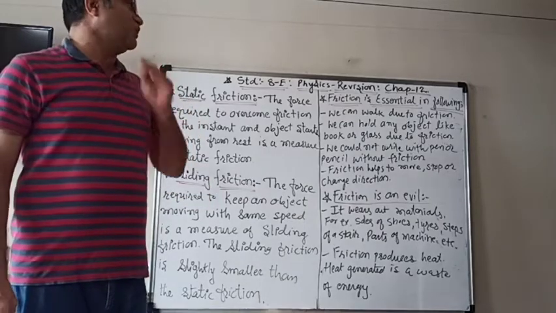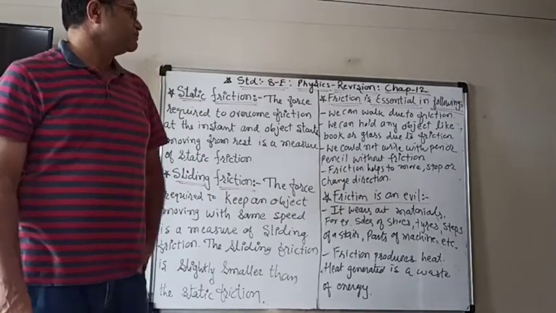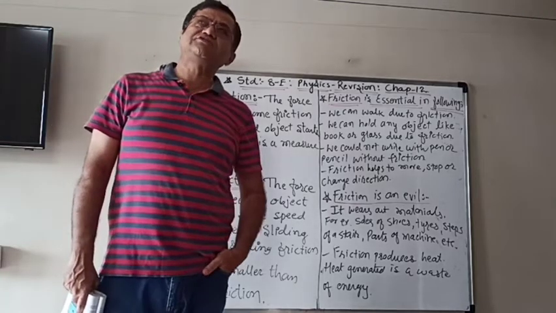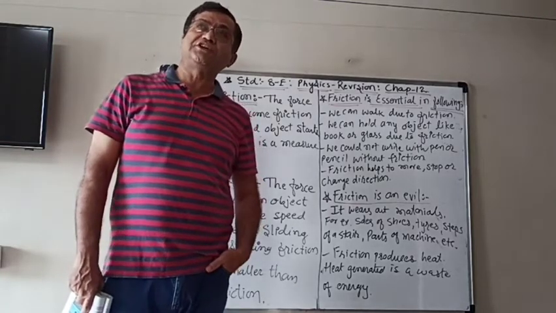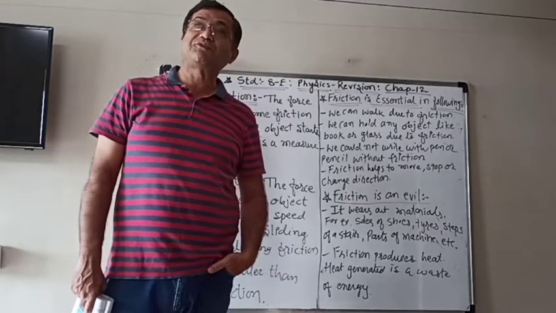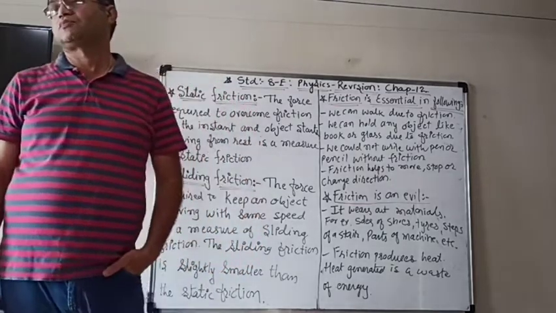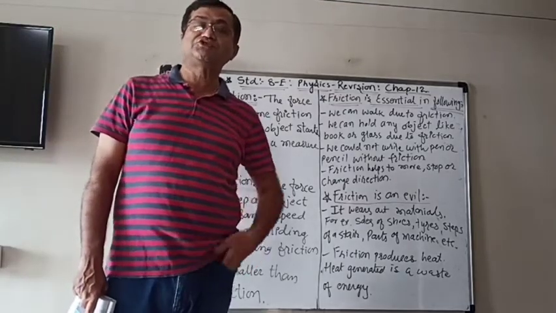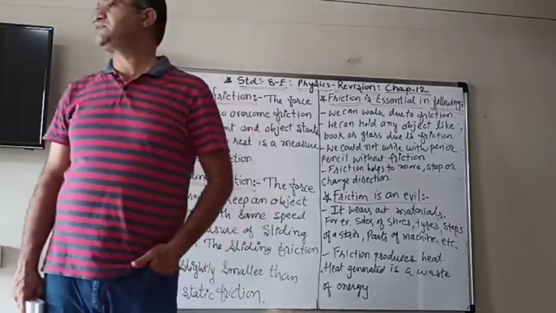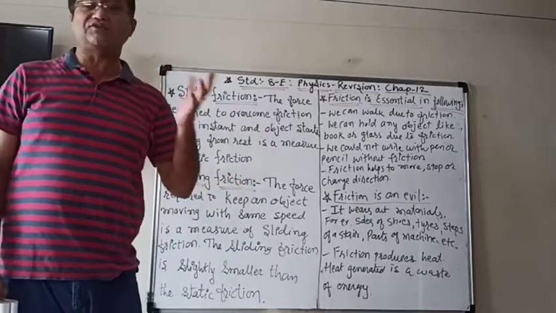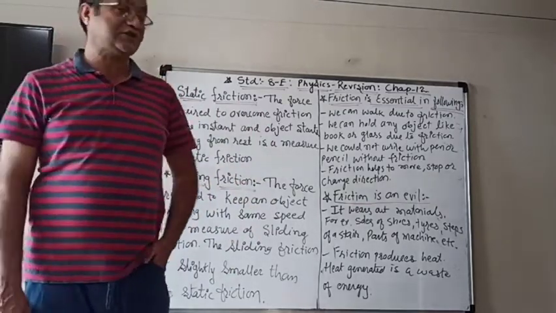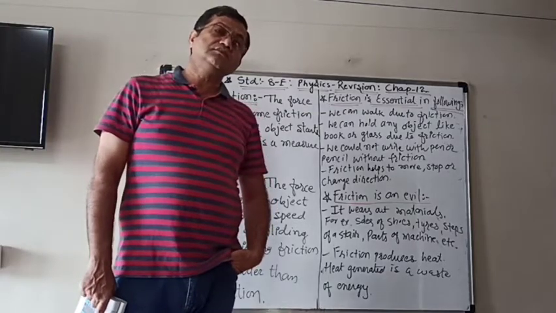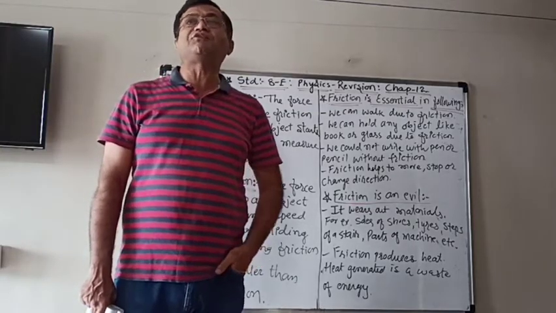Chapter 12 revision is going on: friction, in which we learn what friction is and the cause of friction. We also learn which factors affect friction, when the friction is more, when the friction is less, etc. Now, there are different types of friction also.